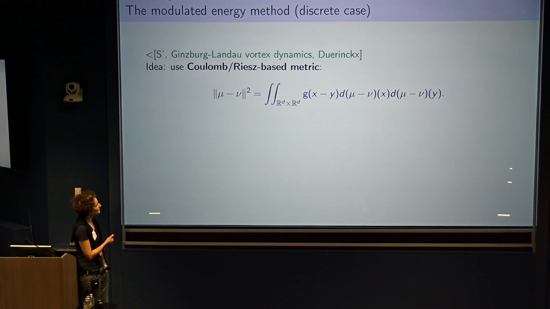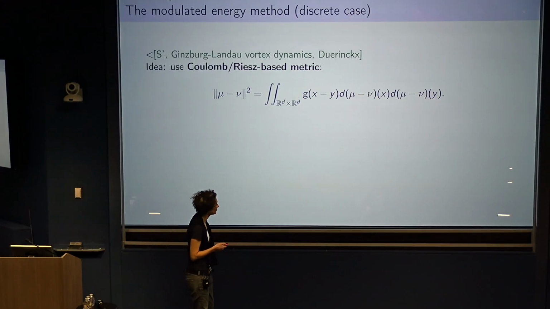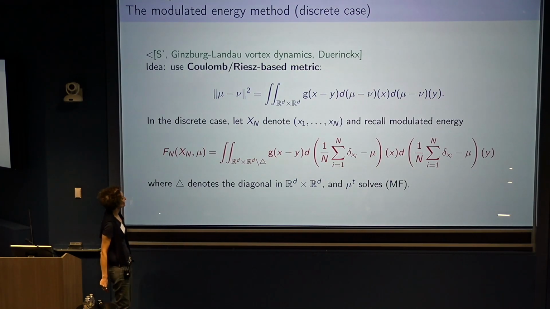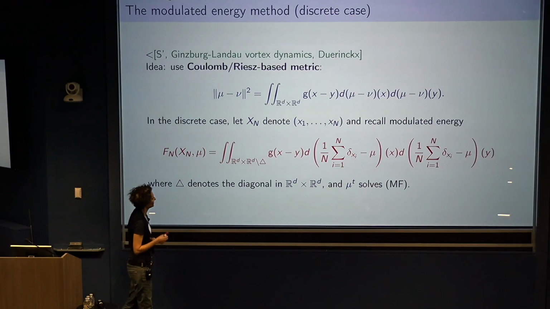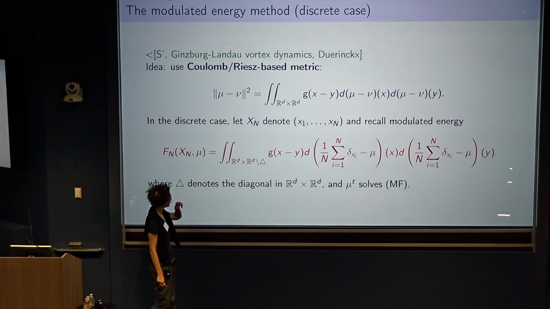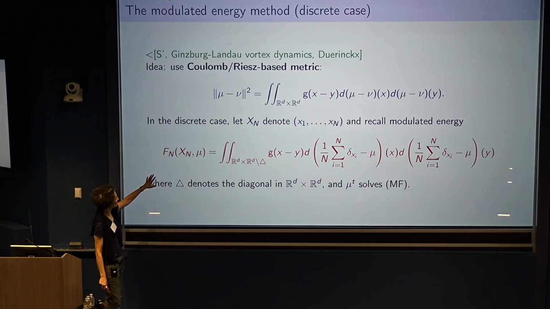The problem with it is it cannot accept Dirac masses. Because if you take a Dirac mass here, you will find g of 0 that's infinite. So in fact, the Dirac masses are not in the corresponding Sobolev spaces. So the idea was to sort of renormalize that by removing these singular terms. And so here comes the true modulated energy.